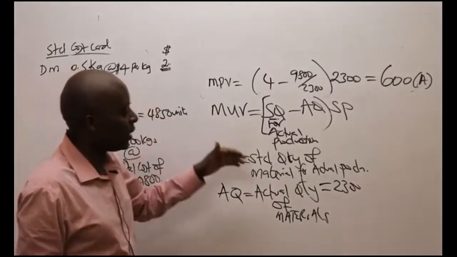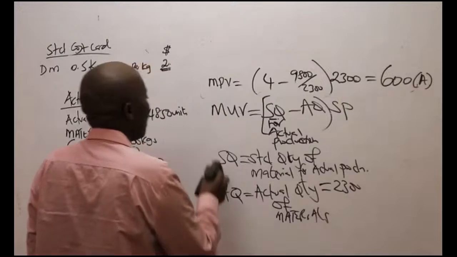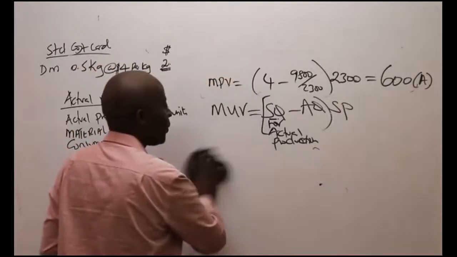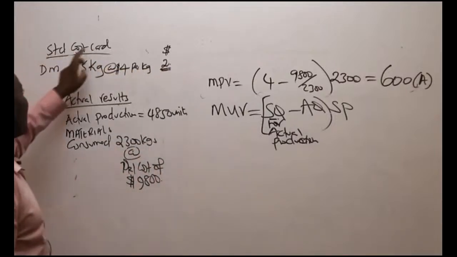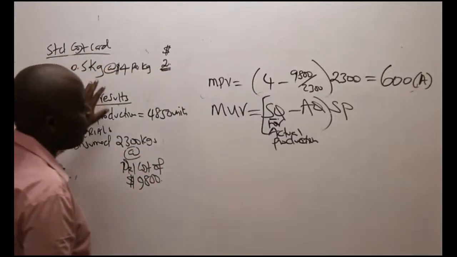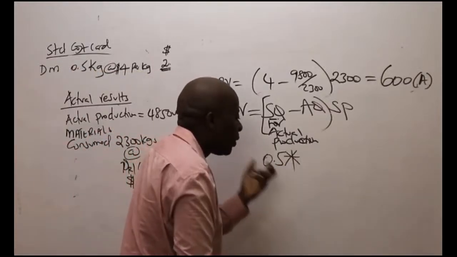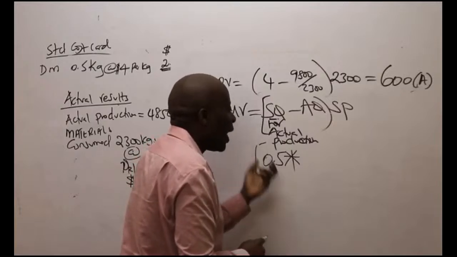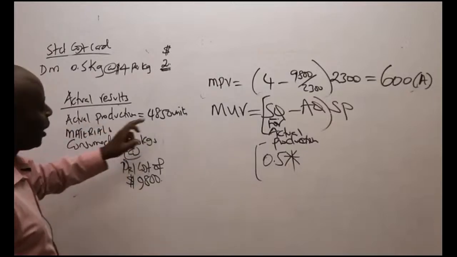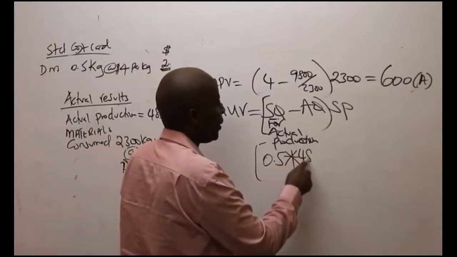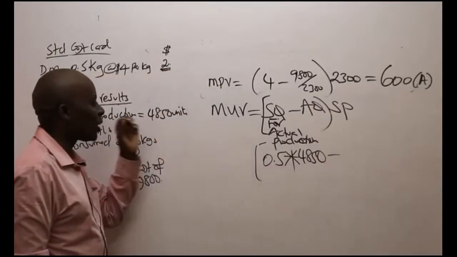So let's come back here. Standard quantity. Please go to your standard cost card. If you go to your standard cost card, you'll be able to see the standard quantity. We can see our standard cost card of direct materials. We have 0.5 kilograms. But remember that this standard quantity must always be multiplied with the actual production, the actual number of units produced. The actual production here was 4,850.